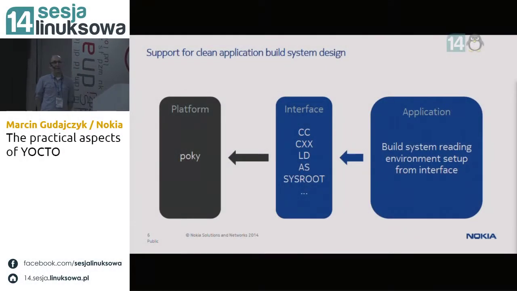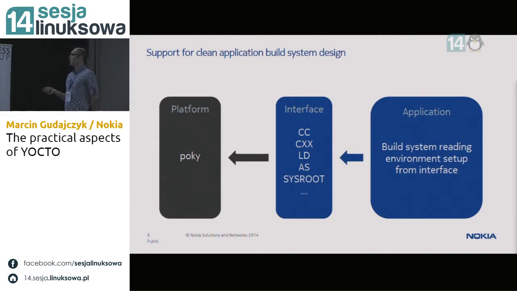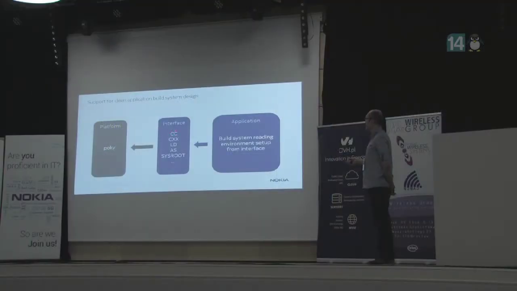Okay, and how can we describe what the interface should look like and how the application can utilize it? It can be fairly easily done with this illustration. So on the right side, we can notice the application itself, which contains some kind of source code, and the build system, which is reading the interface. The interface defines the compilers, linkers, any other binutils, and the sysroot, as I mentioned, which is describing the platform itself, which can be, for example, Poky, right?